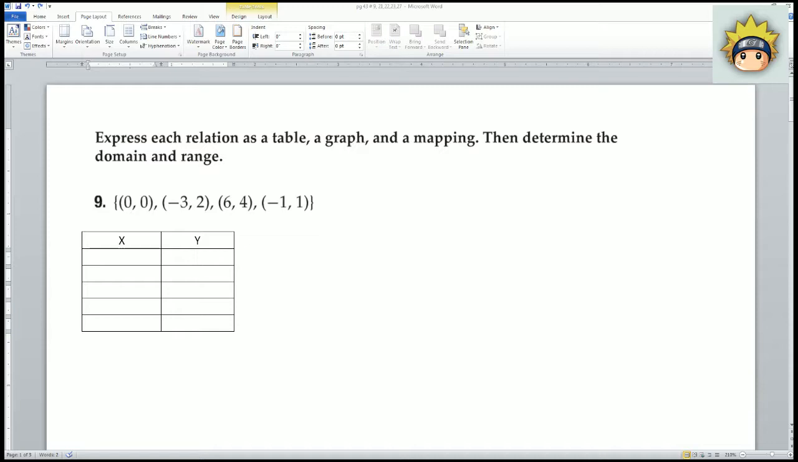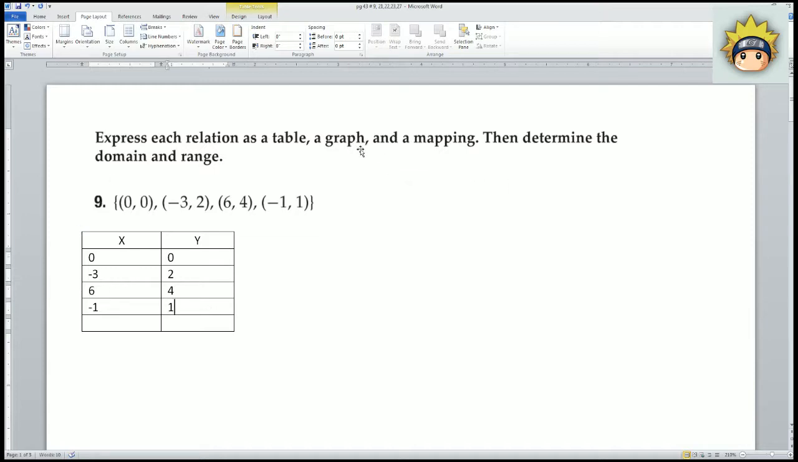The table format has the x value here and the y value here. Let's look at the first ordered pair. The x is 0, and the corresponding y is also 0. Next, -3 is your x, and 2 is your y. This row represents this ordered pair. Let's do the next one. 6 is the x, and the corresponding y is 4. Next, this is -1, and the corresponding y is 1.